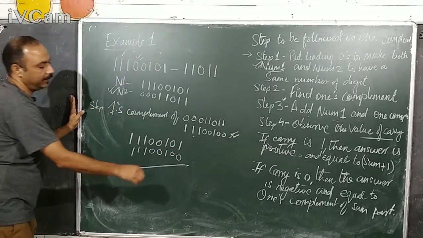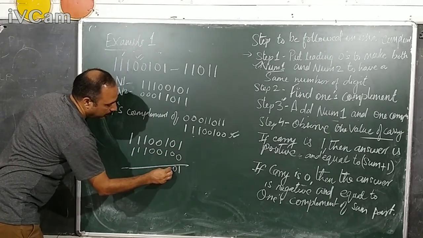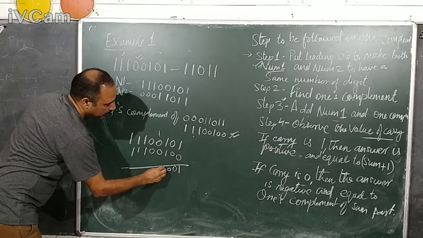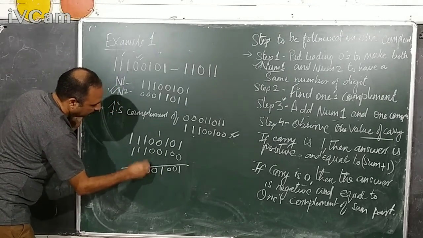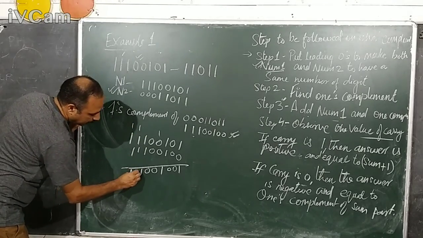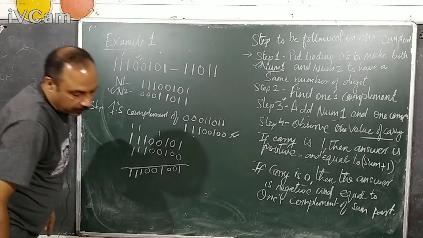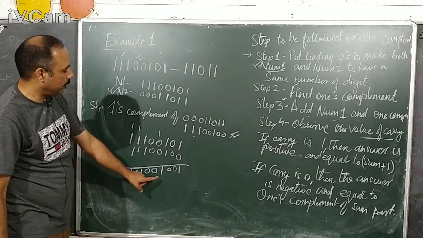Following the binary addition rule, we write: 1 plus 1 is 10, so 1 is carried over. 1 plus 0 is 1, then 0 is 0, 1 plus 1 is 10, 1 plus 1 plus 1 is 11, again 1 plus 1 plus 1 is 11. Now the sum has 9 digits.